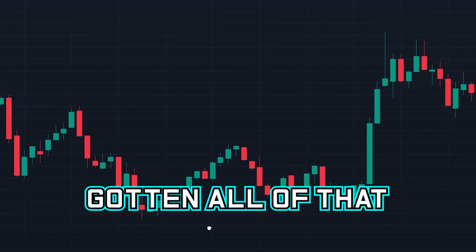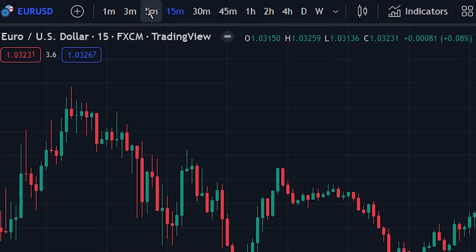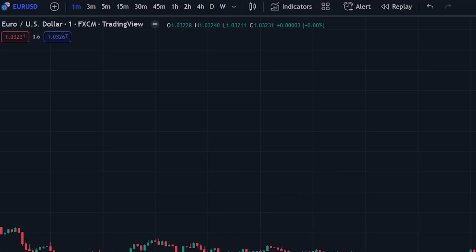Now that we have gotten all of that out of the way, let's start. First, let's head over to TradingView. After that, change the time frame to the 1-minute, 5-minute, or 1-hour time frame. We backtested the strategy on the 1-minute time frame, so let's select the 1-minute time frame.